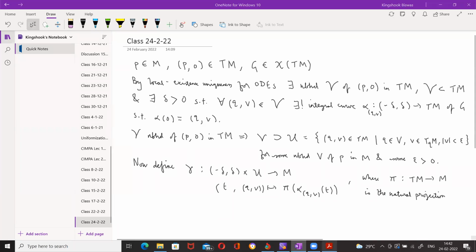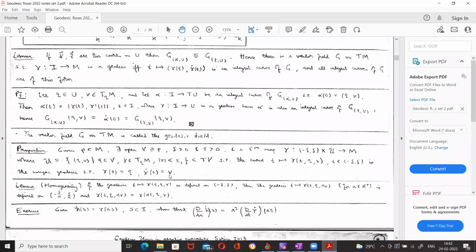And now we need another lemma. What I want to say is that if I make epsilon small enough, then this time of definition, minus delta to delta, I can make a uniform interval independent of P. I can make it defined for time 1, at least for time 1. The way to do that is by the following lemma, which is called homogeneity of geodesics.